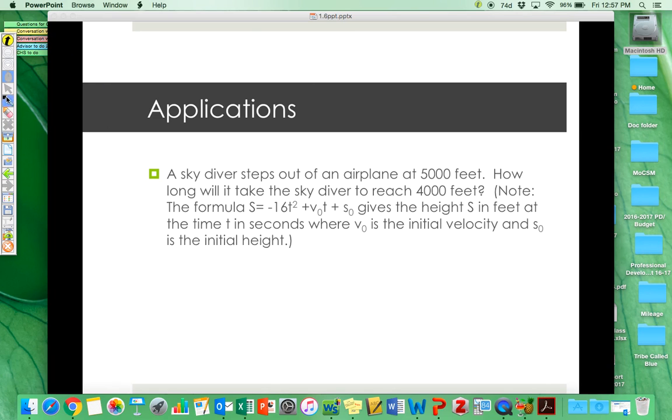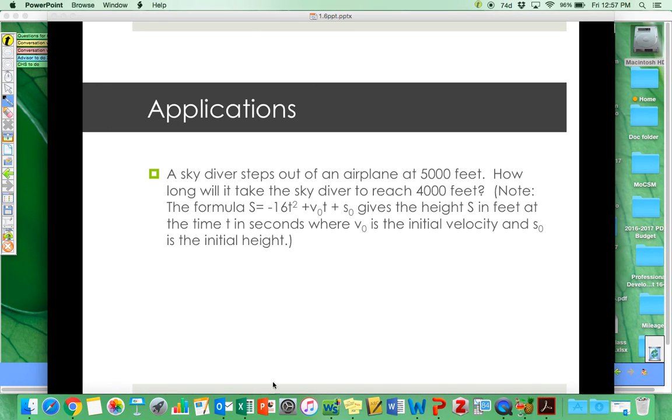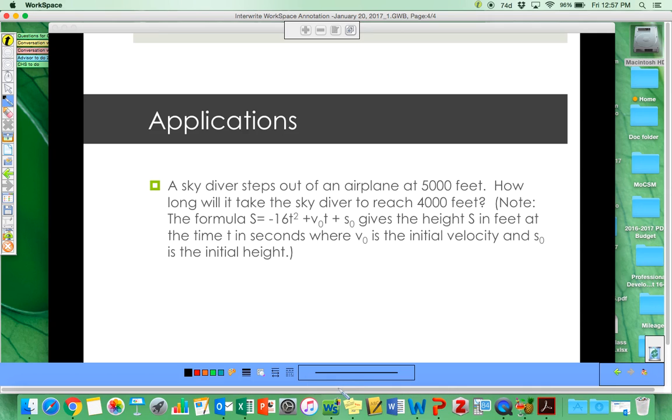All right, so let's talk about the skydiver. A skydiver steps out of an airplane at 5,000 feet. How long will it take the skydiver to reach 4,000 feet? All right, so they help us out here and they give us this formula. And we know that the height S is in feet. So I know capital S is a height.